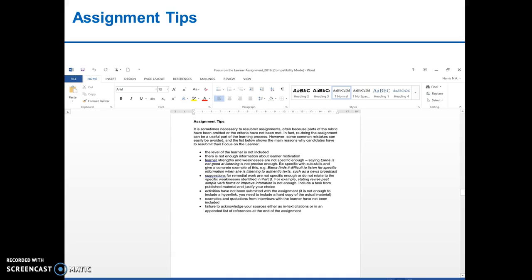This last page, Assignment Tips, is in many ways the most important one for you to be familiar with, as it lists the most frequent mistakes made by trainees which lead to a resubmission of the assignment, or occasionally a fail on resubmission. Read them carefully, highlight them, but notice that they fall into 3 main categories.